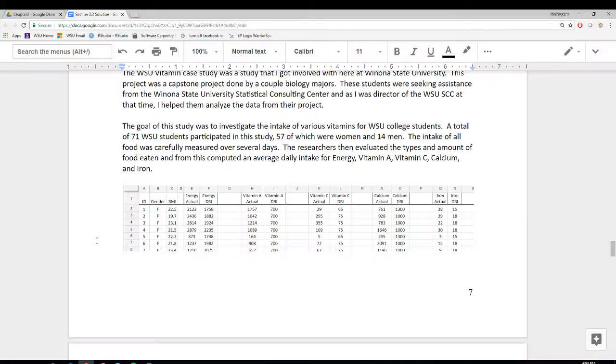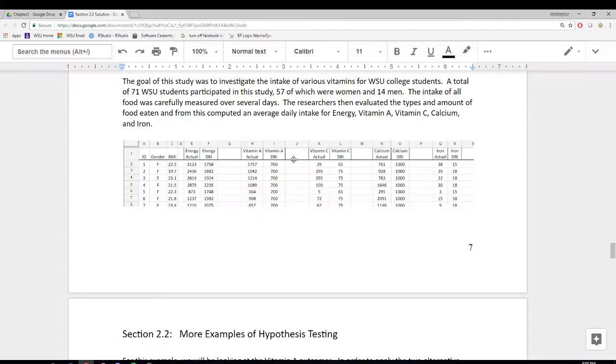The intake of all food was carefully measured over several days. The researchers then evaluated the types of food that they ate and the exact amount of food that they ate. And from this computed an average daily intake for energy, vitamin A, vitamin C, calcium, and iron. For the analysis here, we will consider vitamin A. This data is provided on the course website, and it is in a spreadsheet format as shown here.